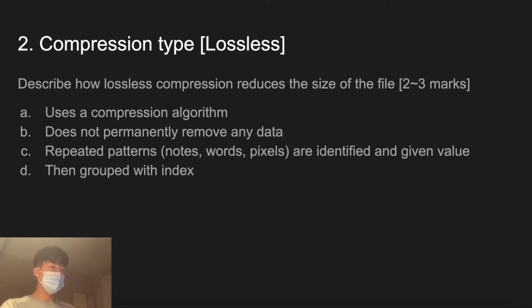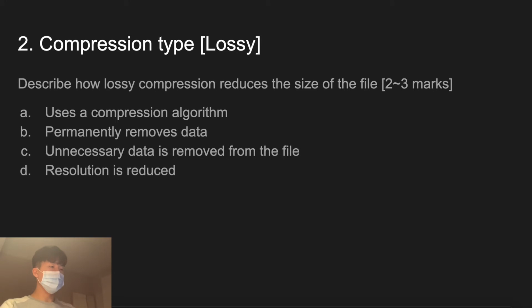This is a universal point for both compressions. It does not permanently remove any data, and repeated patterns of notes, words, or pixels are identified and given a value. And those identified patterns are grouped with an index. So that's how lossless compression compresses a file. And for lossy compression, same as lossless compression, it uses a compression algorithm and it permanently removes data. Unnecessary data is removed from the file, like the background noise in the sound file. However, the resolution is reduced.